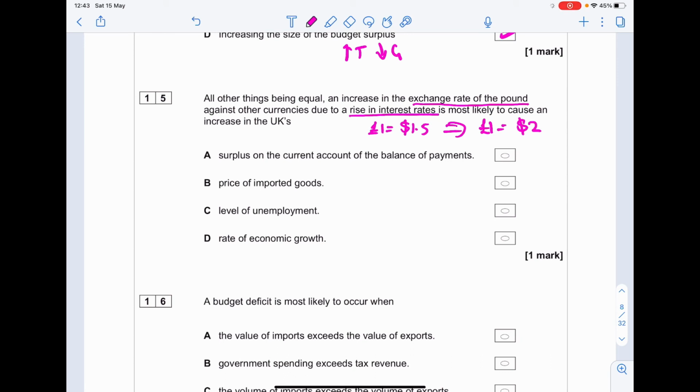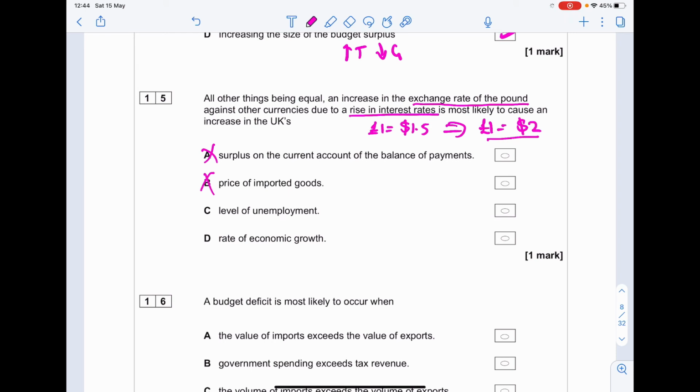So let's take a look at these. So surplus on the current account of the balance of payments. Well, a surplus on the current account of the balance of payments means that imports are going to be falling and exports are going to be rising. This is actually going to cause the opposite to happen, because what this means, if we have this increase, it means that foreign goods are cheaper for us to buy, so we're going to buy more foreign goods, so it's actually going to do the opposite. It's going to increase the price of imported goods. Well, no, it's not. It's going to decrease the price of imported goods. It's going to make American goods cheaper to us.